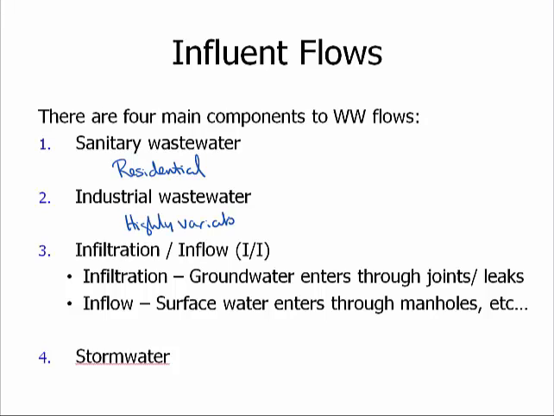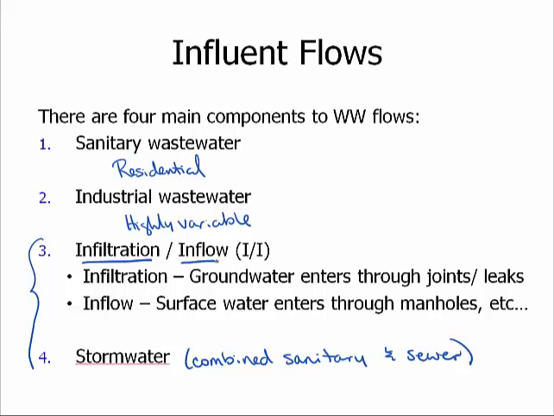And then there's stormwater. And there are 2 types of stormwater flow that may enter the plant. The first is just straight stormwater, which may occur if you have combined sanitary and storm sewers. These are very prevalent in older cities, but would never be designed today because of the water quality impacts associated with these. The second type of stormwater may enter the plant as I&I, which stands for infiltration and inflow.